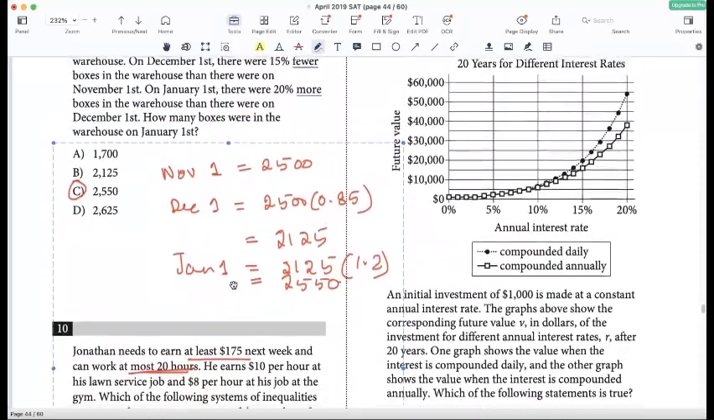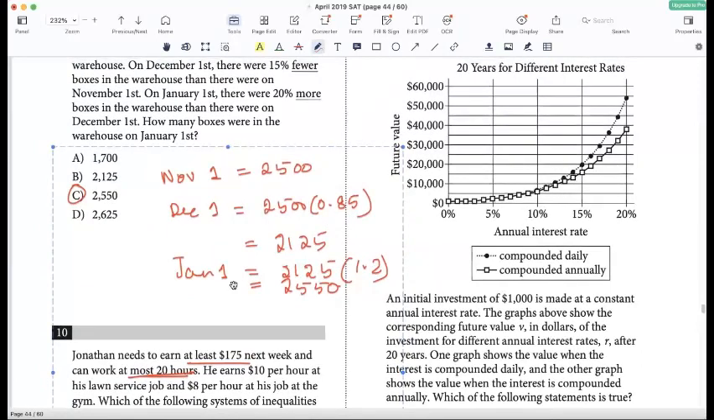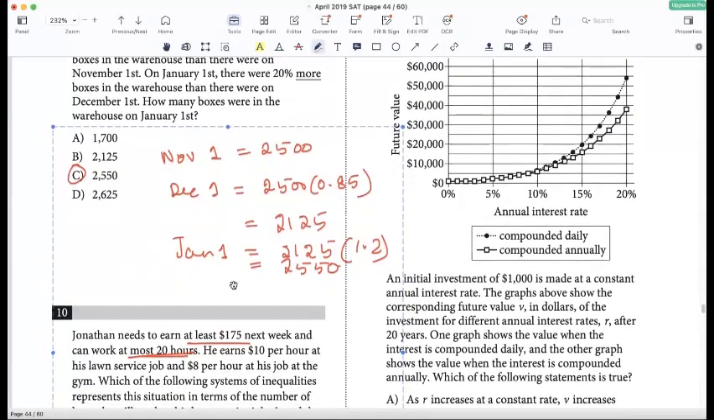Okay. An initial investment of $1,000 is made at a constant annual interest rate. The graph above shows the corresponding future value in dollars of the investment for different annual rates R after 20 years. One graph shows the value when the interest is compounded daily. Okay, so this is daily compounding. And the other graph shows the value when the interest is compounded annually. So this is annual compounding. Which of the following statements is true?